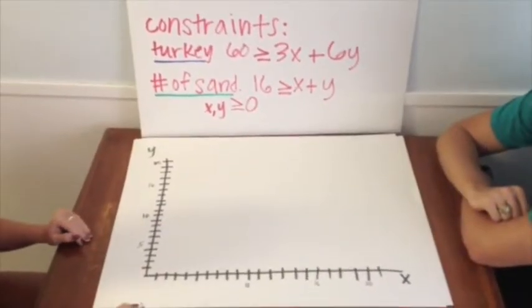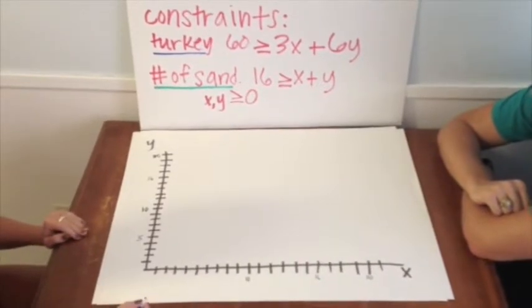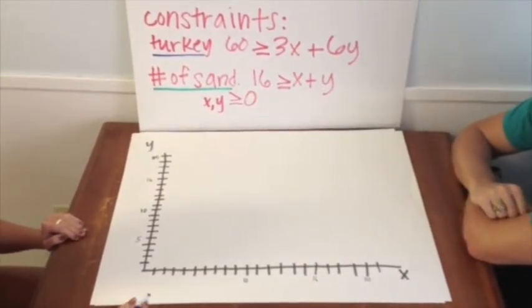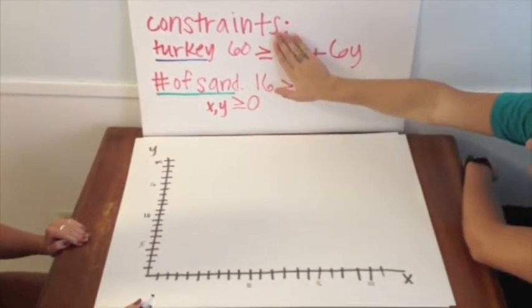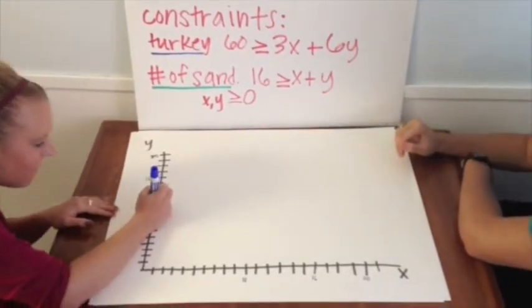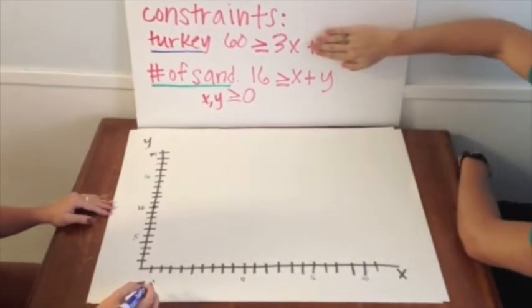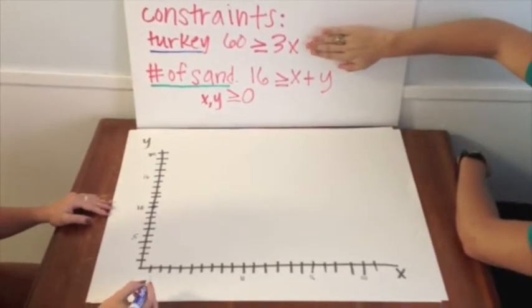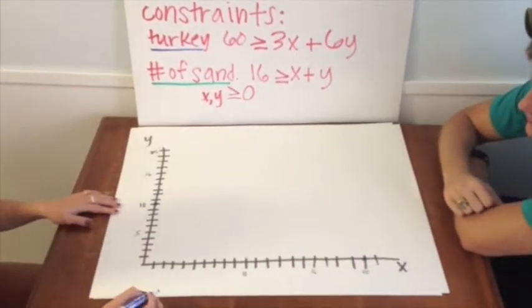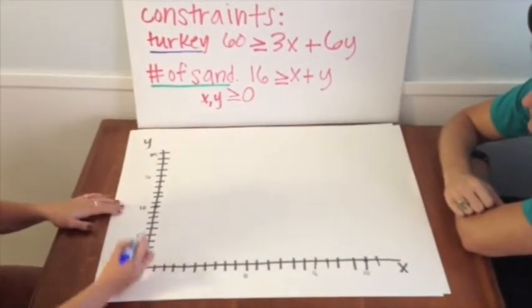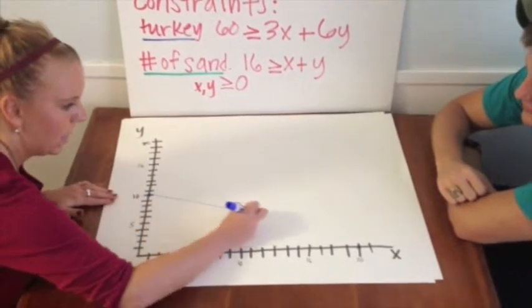Now that we know our constraints, we're going to graph our two equations. First, we'll start with turkey. When x equals 0, y is going to equal 10. Now, when y equals 0, x is going to equal 20. And now that we have 2 points on our line, we can make a connecting line.